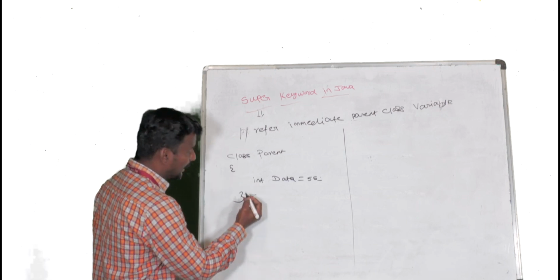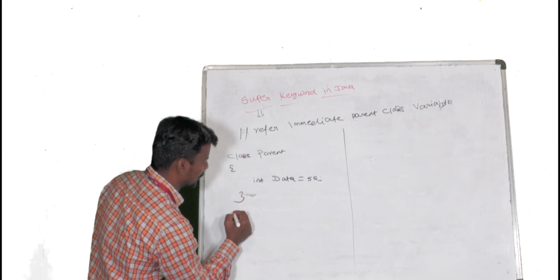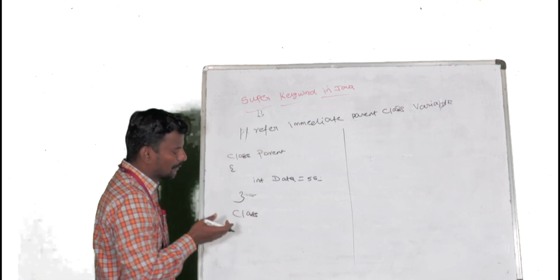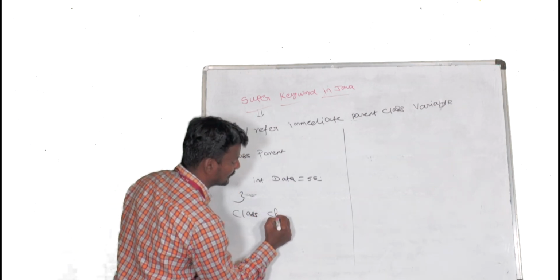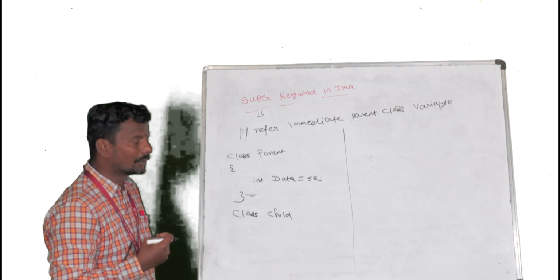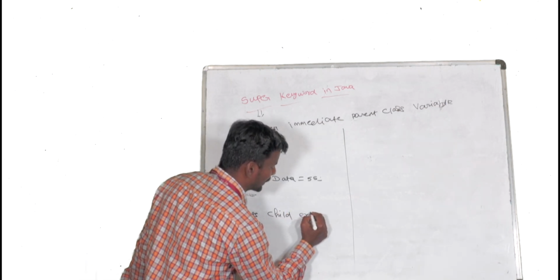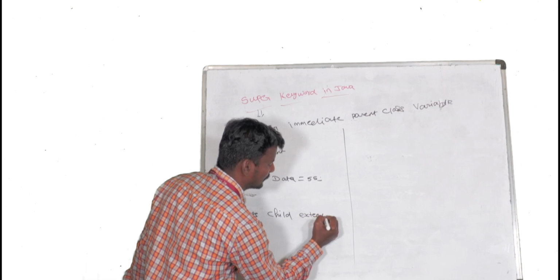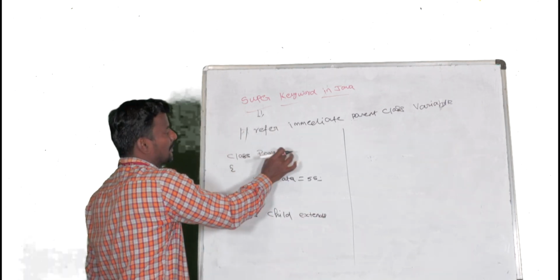Now again I have to derive one new class from the parent class. The name of the derived class is Child. If you are deriving a new class, we have to use the keyword extends. Okay, from which class do we derive? What is the name of the parent class? The name of the parent class is Parent.